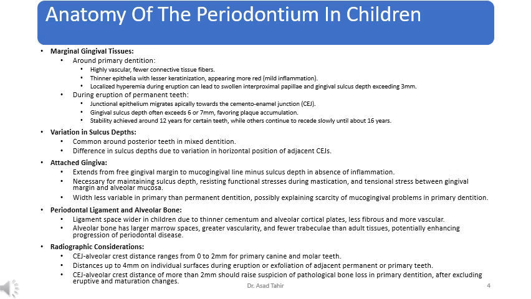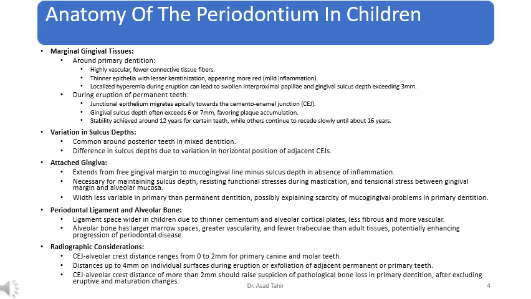During eruption of permanent teeth, junctional epithelium migrates apically towards the cemento-enamel junction, CEJ. Gingival sulcus depth often exceeds 6 or 7 mm, favoring plaque accumulation. Stability at around 12 years for certain teeth, while others continue to recede slowly until about 16 years.